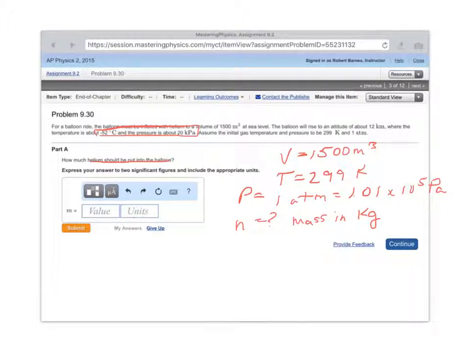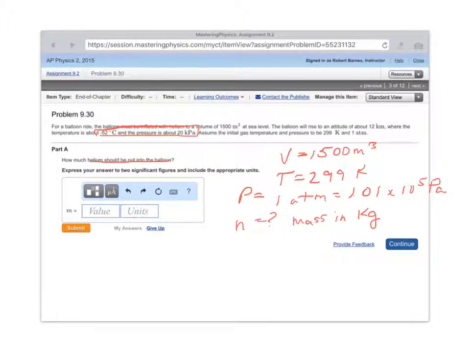What it does tell you, since you're going from 101 kPa to 20 kPa, you're cutting the pressure to 1/5. You can imagine what the volume is going to do. Since pressure and volume are inversely related, the volume is going to go up by a factor of 5 if pressure goes down by a factor of 5.